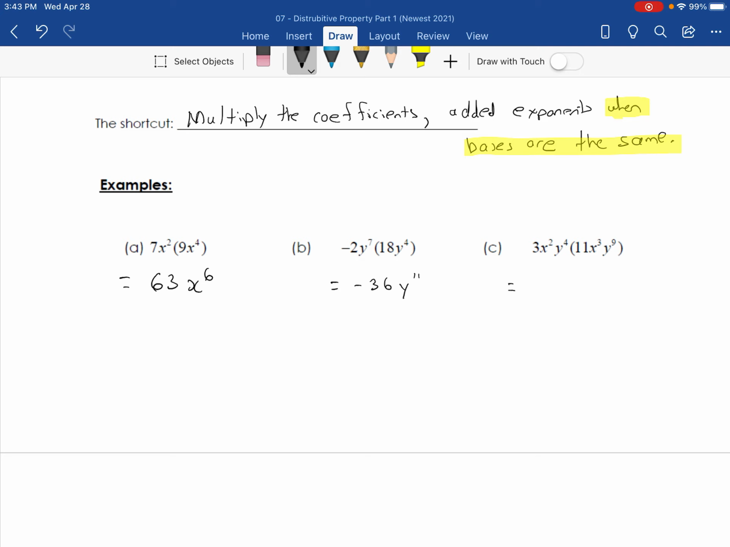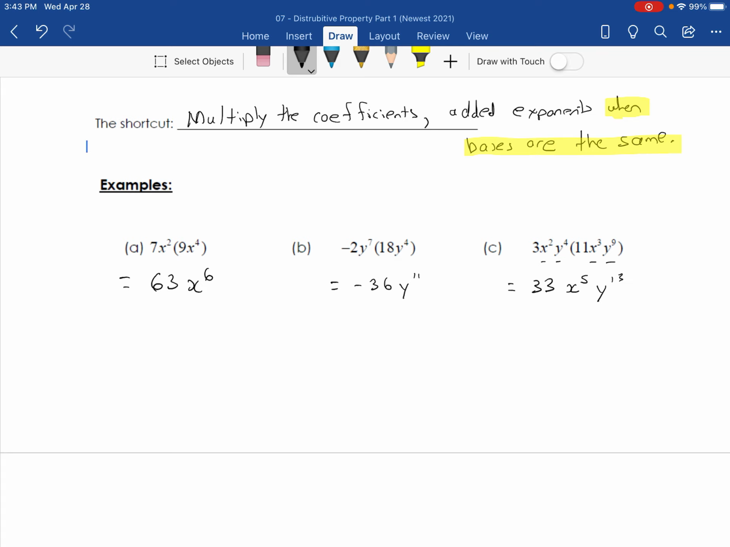Last one of these type of examples. Multiply the coefficients and add the exponents of same bases. So I got x squared and x cubed. I can add those exponents. I got y to the power 4 and y to the power 9. So I add the exponents of those bases.